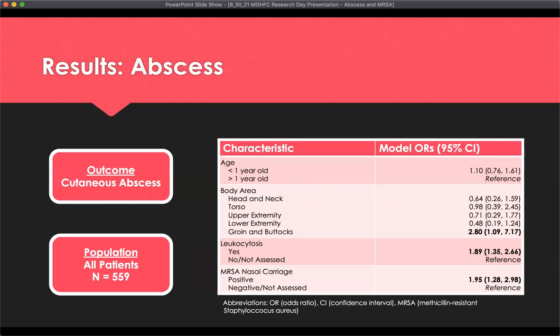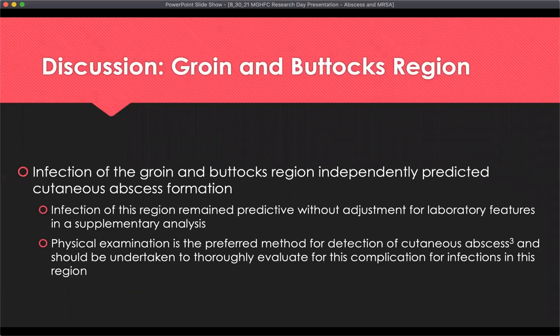The first model was for prediction of cutaneous abscess among all patients. Only a few factors emerged as significant independent predictors, and most notably, infection of the groin and buttocks region was the strongest predictor. These results showed that infection of the groin and buttocks region independently predicted cutaneous abscess formation, even without adjustment for laboratory factors as demonstrated on a supplementary analysis. In addition, previous results from our group have shown that physical examination is the preferred method for detection of cutaneous abscess in children presenting with cellulitis, as opposed to imaging.